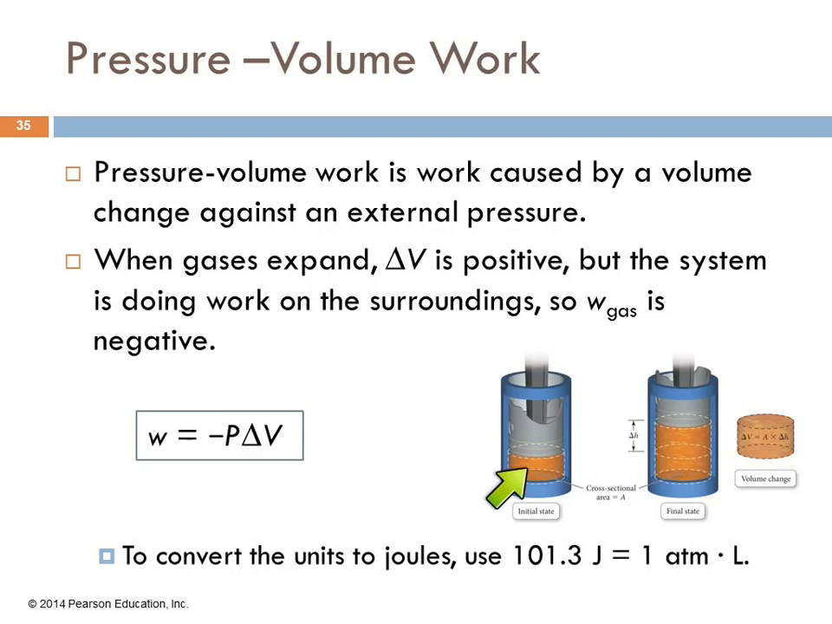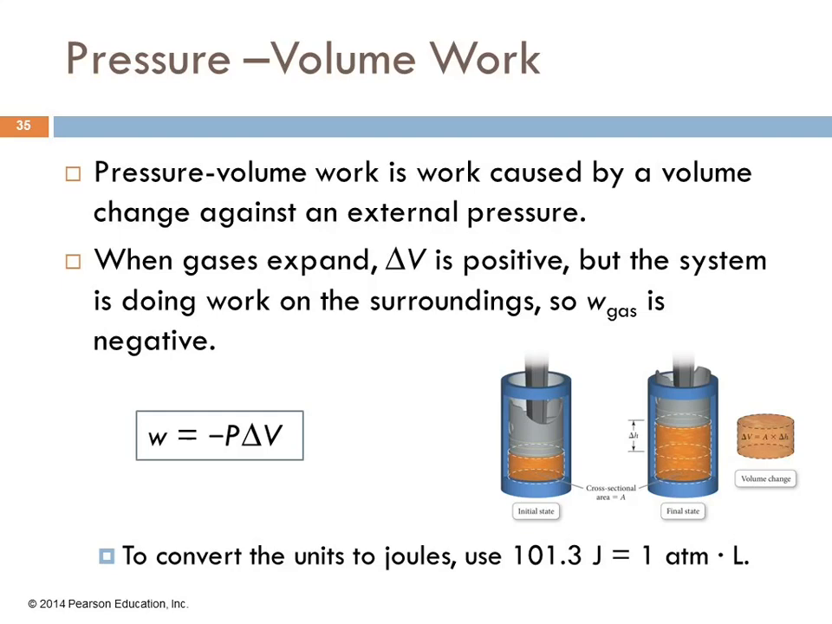We've got the gas in here, and it's pushing up on the piston. It is doing work on the surroundings. And so the overall work from the point of view of the gas is negative. So here W is negative the pressure times the volume change. Now the pressure is not negative, the change in volume is not negative. But we put this minus sign here because the gas is doing work on the surroundings.